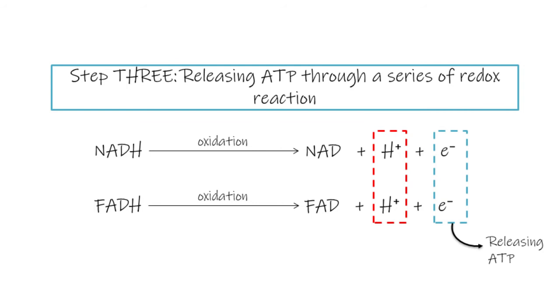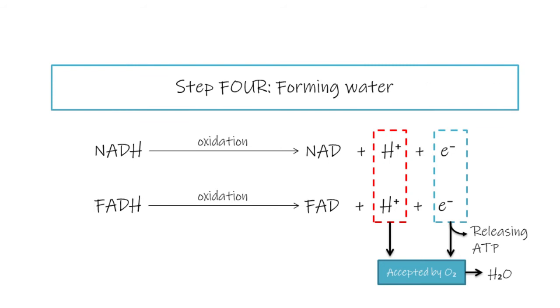Step 3 is releasing ATP through a series of redox reactions. The electrons take part in a series of redox reactions catalyzed by enzymes embedded in the inner membrane of mitochondria. Energy is released to form ATP in the reactions. The hydrogen ions and electrons are eventually transferred to oxygen, the final electron acceptor, to form water.